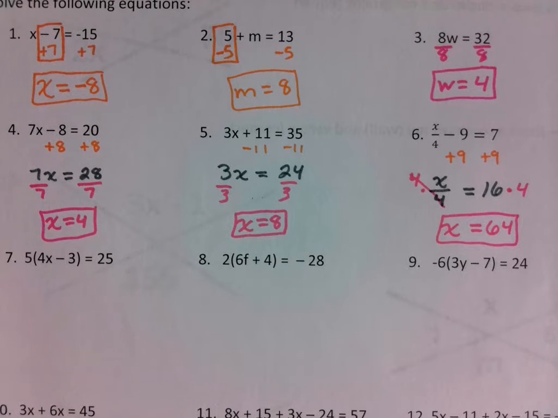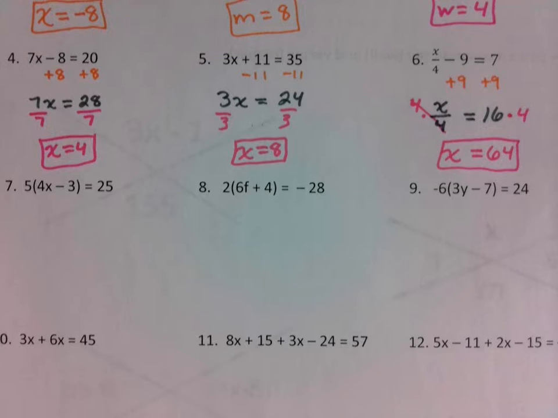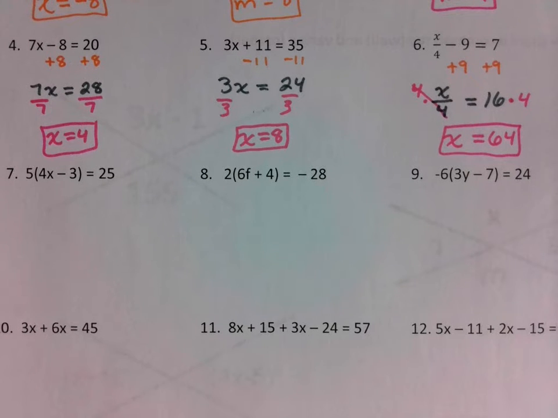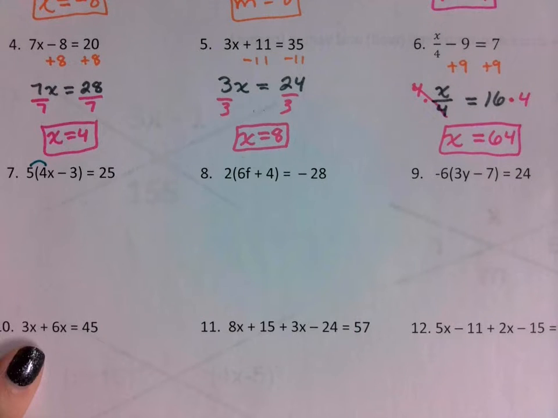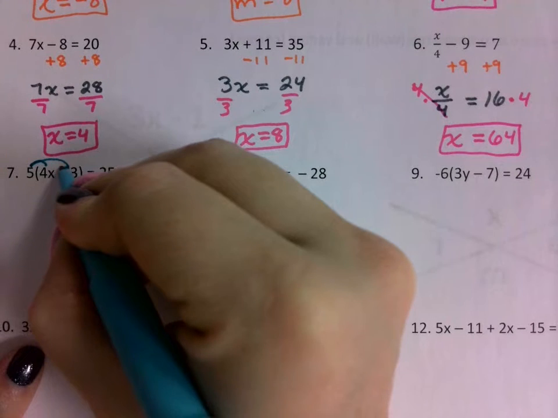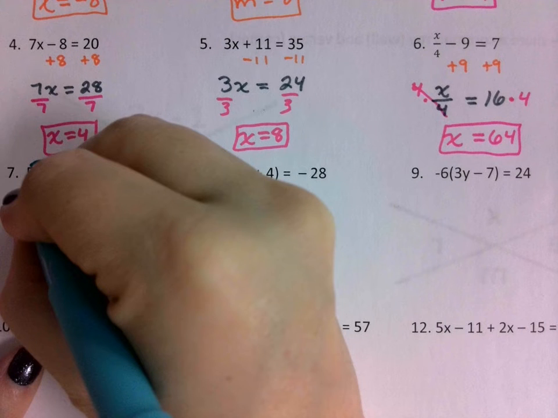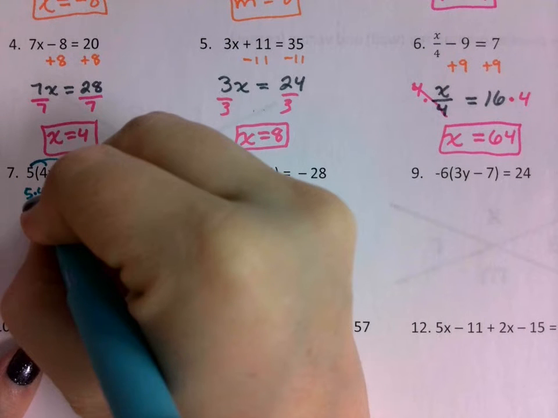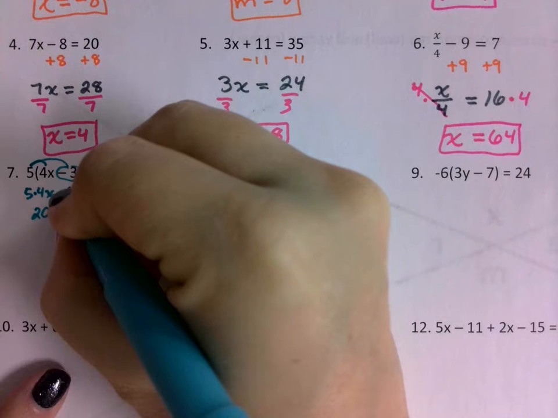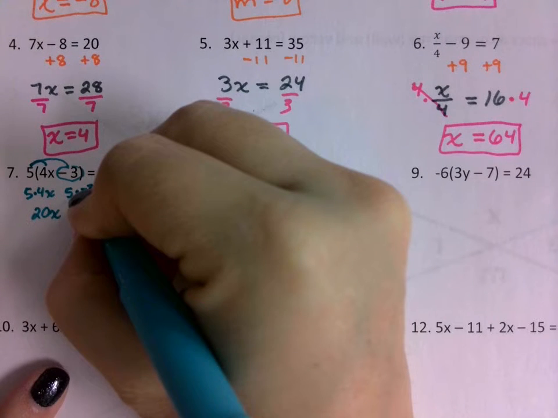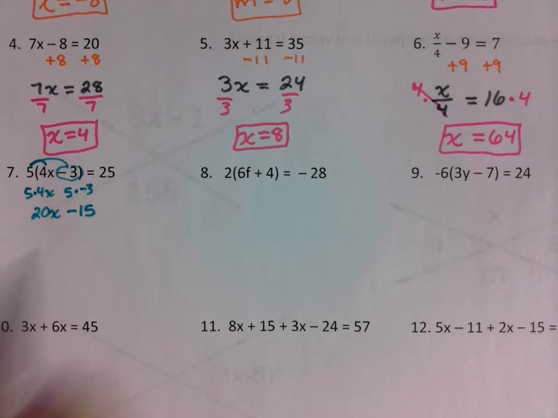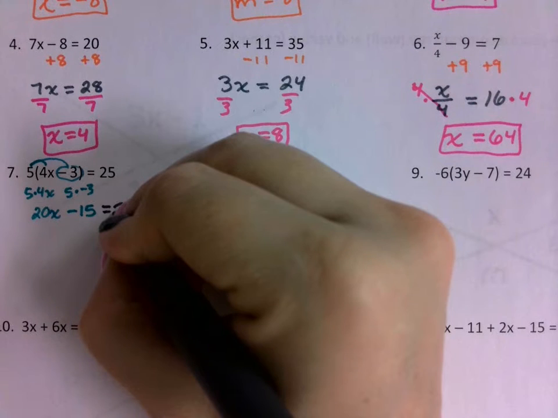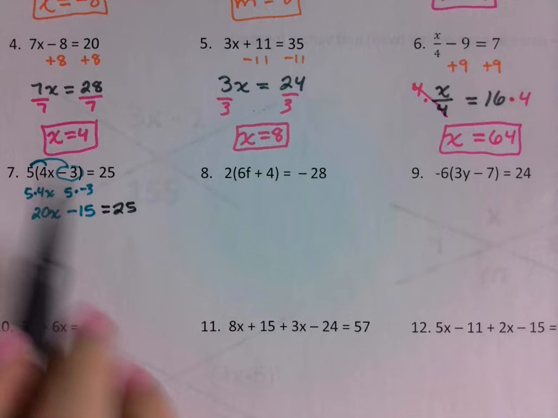Okay, problem number 7, that's one of those distributive property questions first. So we would have to distribute the 5 times the 4x and the 5 times the negative 3. So 5 times 4x is going to give us 20x, and then 5 times negative 3 is going to give us negative 15. So we have 20x minus 15, and that's still equal to 25. It's now down to a 2-step equation. You would have added 15 to both sides.